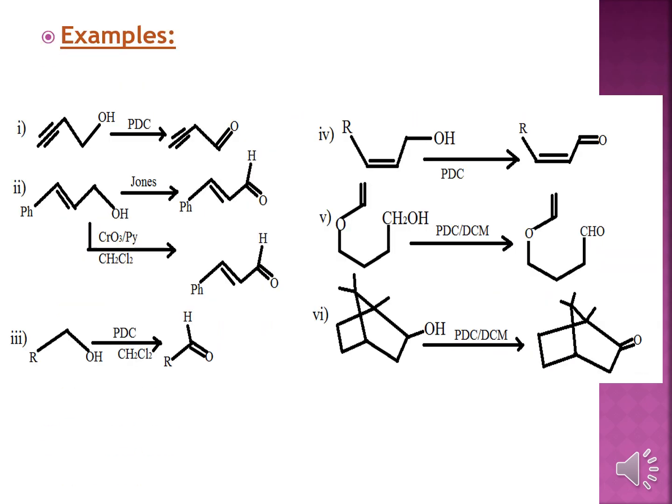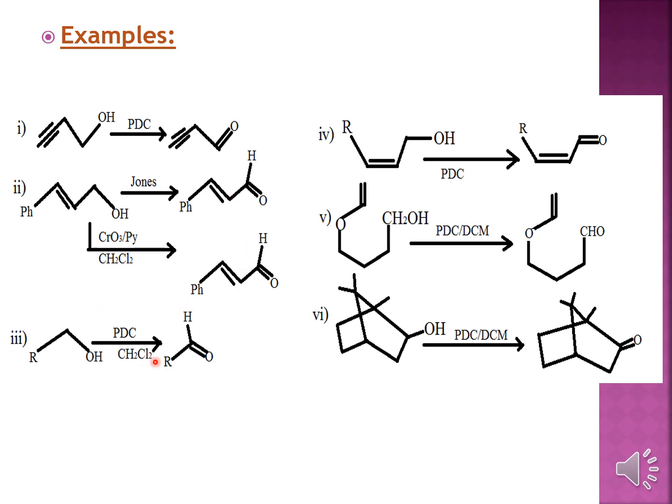So moving on to examples, here you can see the same thing. In the presence of PDC, alcohols get converted into ketones, and if it is a primary alcohol, here we are speaking about the earlier slides which we did with Jones' method, and this one, chromium trioxide pyridinium with dichloromethane. So here both the products are the same.